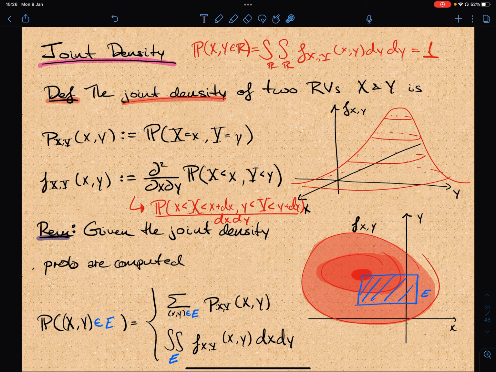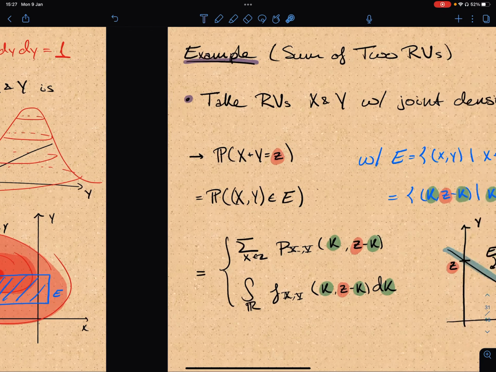So what you want to do is look at your domain, at the possible values of x and y, and integrate over that region. And this is how you compute the probability of a specific event for two random variables. And in the discrete case, you do the same, and you just have to figure out which outcomes you want to include in the summation. So let's look at some examples.